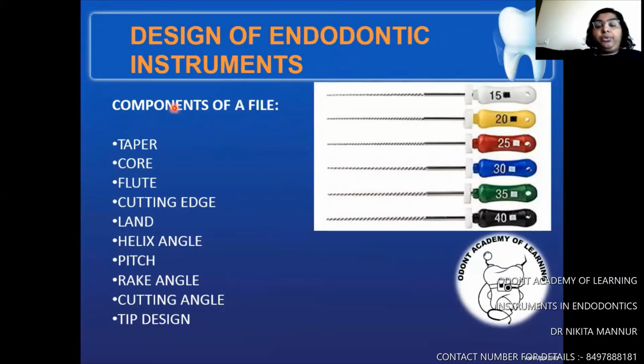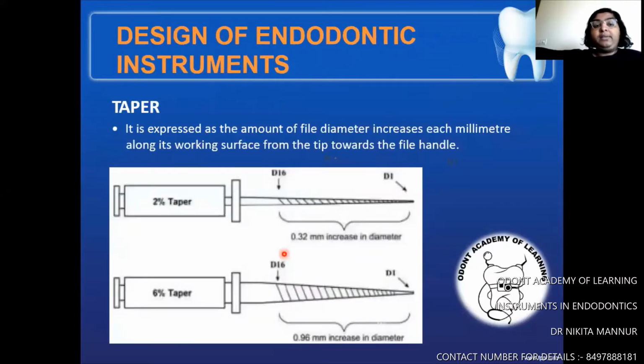Now, when you have to take into account the components of a file, we have to take into account taper, then the core, the flute, the cutting edge, the land, the helix angle, the pitch, the rake angle, the cutting angle, and tip design. Now, what is taper? Taper is the amount of file diameter that increases every millimeter along the working surface, from the tip towards the file handle.